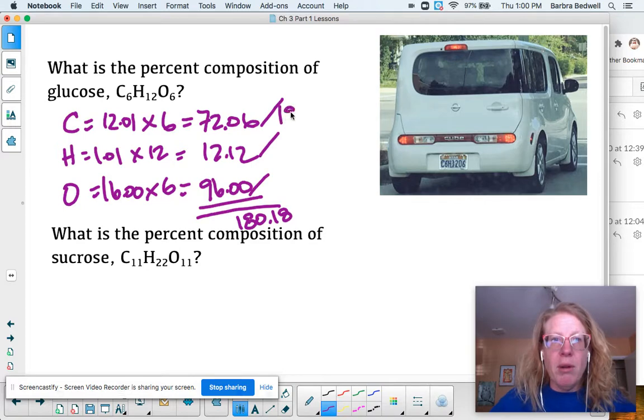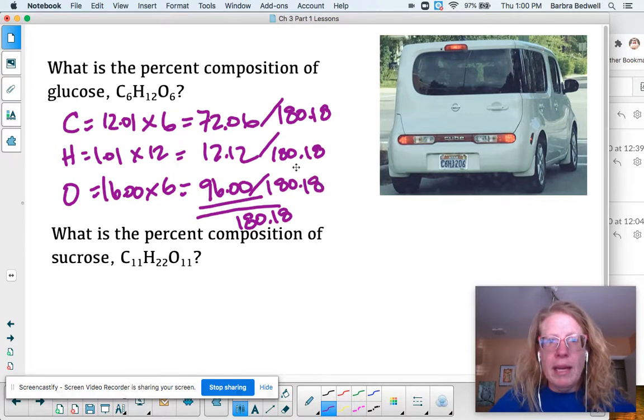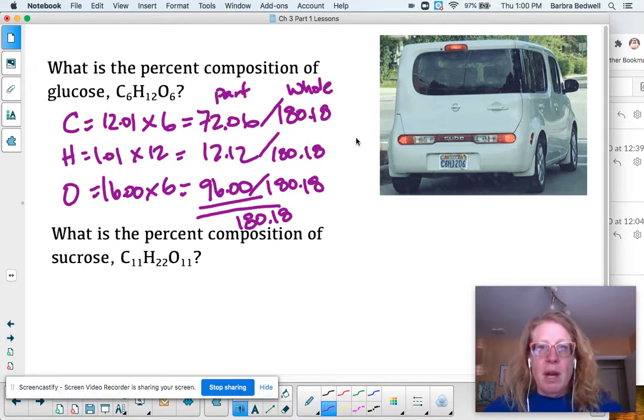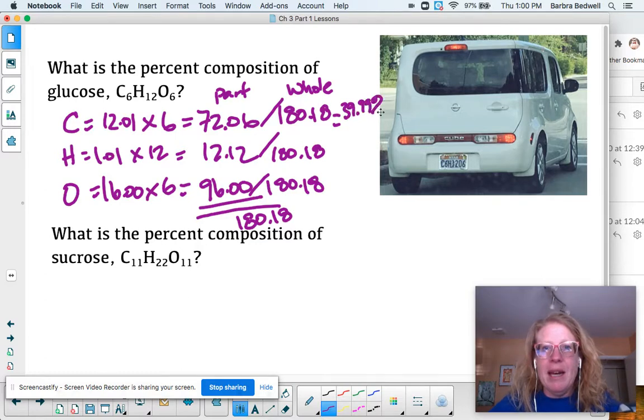There we go. So now to do our percents, we literally just do this. Part divided by whole. 180.18. Again, this is the part, and this is the whole. And each one of these you would do times 100 because we're trying to turn it into percent form, not decimal form. So 72.06 divided by 180.18. Again, this is kind of the boring part. This is 39.99 percent carbon.